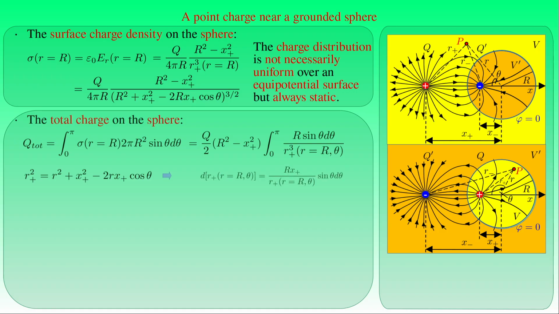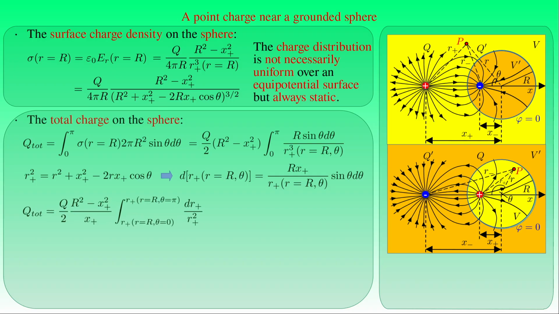The differential of R sub plus evaluated at capital R is therefore given by capital R times x sub plus over R sub plus evaluated at capital R, times sine theta times d theta. We can use this expression to replace the variable theta of the integration by r sub plus, and write the total charge as q over 2 times the difference between capital R squared and x sub plus squared over x sub plus, times the integral of 1 over r sub plus squared with respect to r sub plus from r sub plus evaluated at r equals capital R and theta equals 0, to r sub plus evaluated at r equals capital R and theta equals pi.